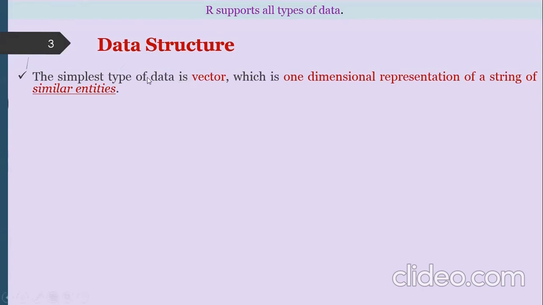So what is a vector? Vector is actually the simplest type of data. And what is a vector? It is a one-dimensional representation of a string of similar entries. Please keep in mind, it is a one-dimensional representation. We have already talked about the difference between a string and a sequence. So it is a one-dimensional representation of a string of similar entries.